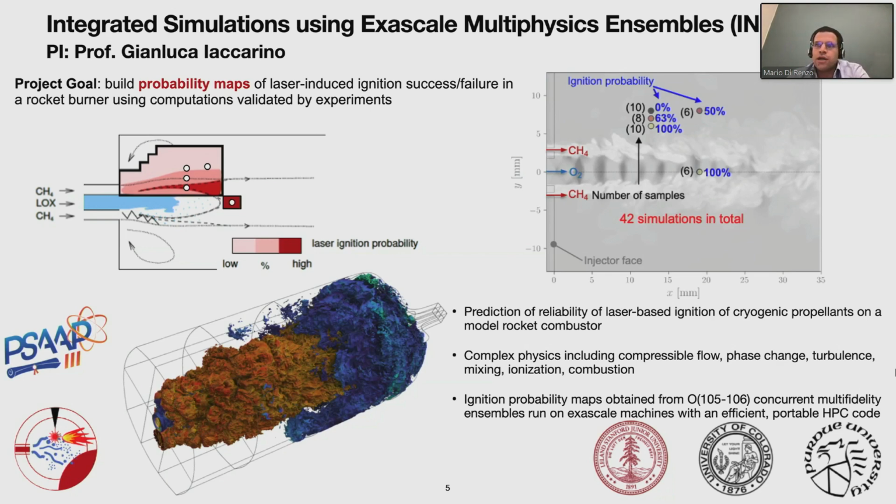In order to do that, HTR had to be extended in order to consider two-phase flows coupled with compressible phenomena, turbulence, mixing of different species, ionization due to laser, and sustained combustion if we are able to ignite the propellants that are present within the burner. And on top of that, since we want to predict probability maps, we also have to perform order hundreds or even thousands of calculations in order to analyze the entire phase space of the uncertain parameters that govern this phenomenon.